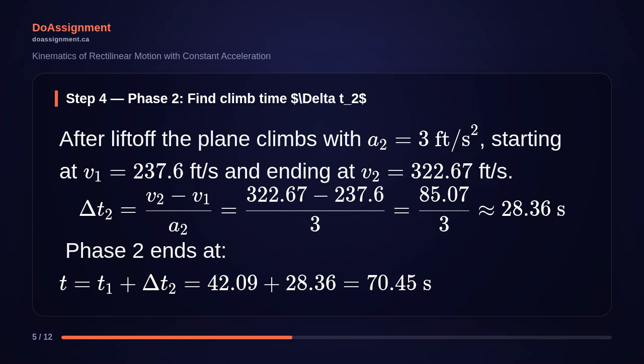In Phase 2, the airplane climbs with a constant acceleration of 3 feet per second squared, going from the takeoff speed of 237.6 feet per second up to the cruising speed of 322.67 feet per second. The elapsed time is the speed difference divided by the acceleration, giving approximately 28.36 seconds. Phase 2 therefore ends at a total time of 70.45 seconds.